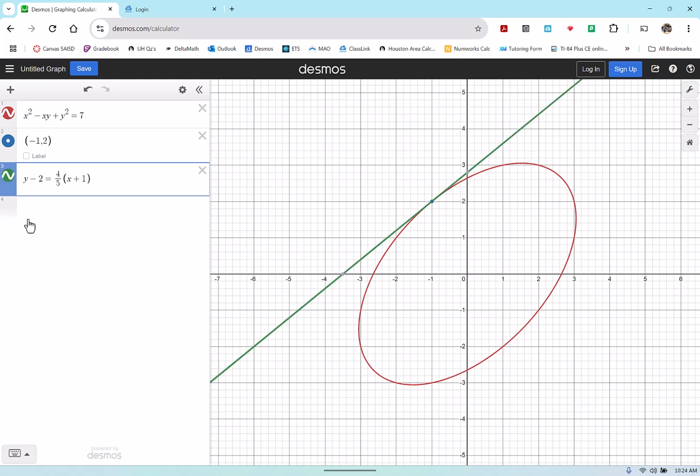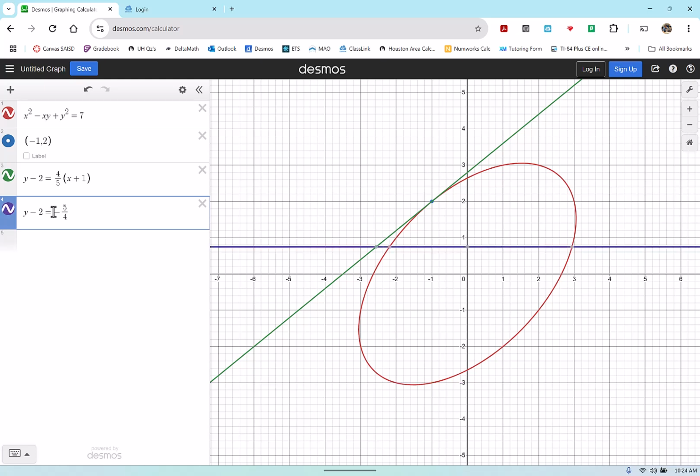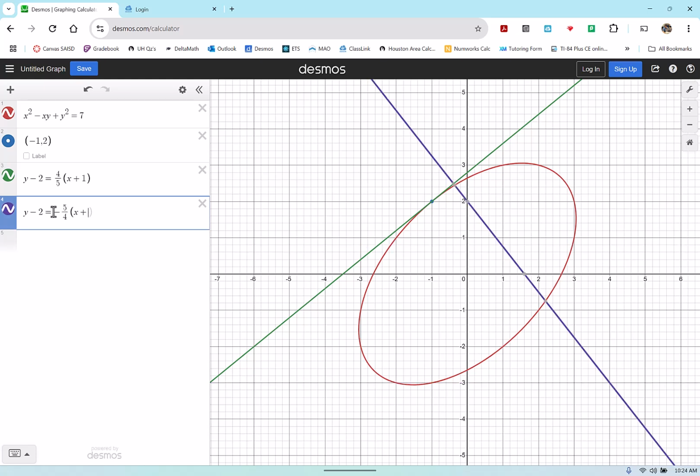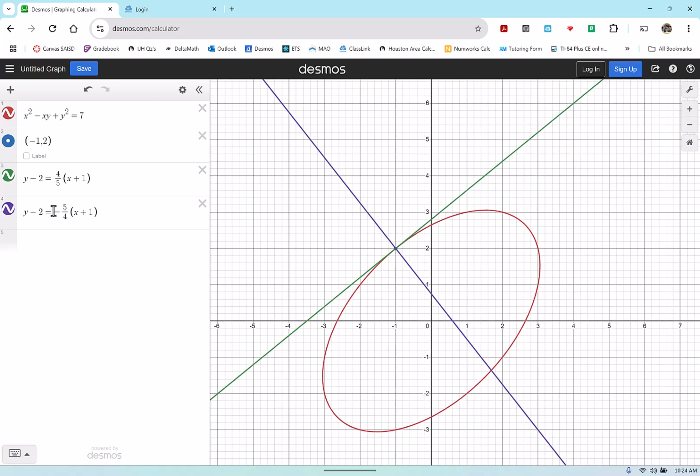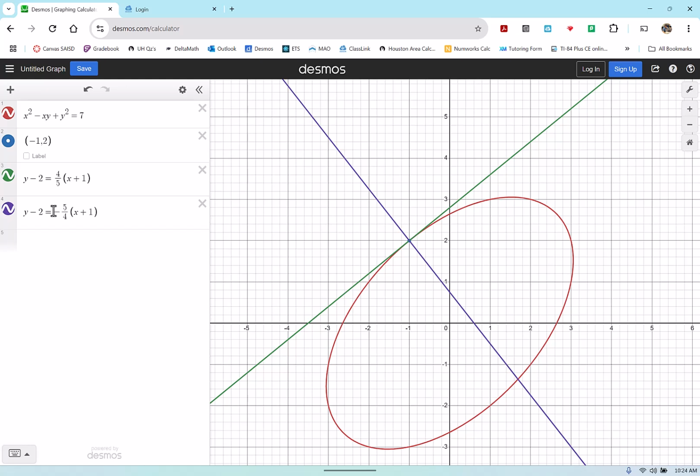Do you guys see that? Y minus 2 equals negative. All right, focus, guys, focus. 5/4 (x plus 1). I love it. That is definitely a normal. Look at that. Look at that. Isn't that awesome? No, for real.